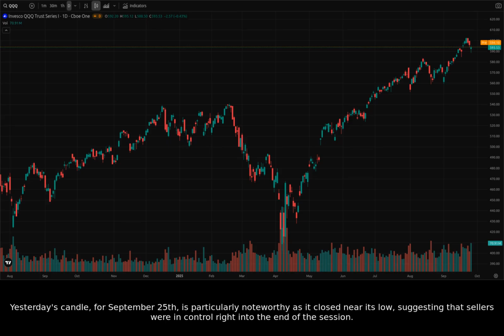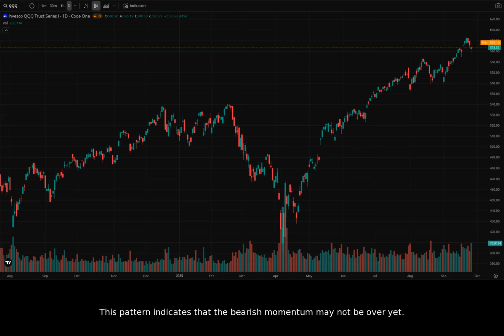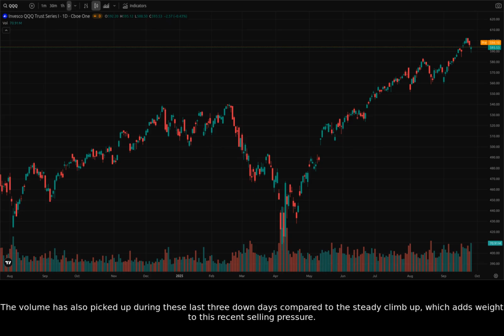Yesterday's candle, for September 25th, is particularly noteworthy as it closed near its low, suggesting that sellers were in control right into the end of the session. This pattern indicates that the bearish momentum may not be over yet. The volume has also picked up during these last 3 down days compared to the steady climb up, which adds weight to this recent selling pressure.